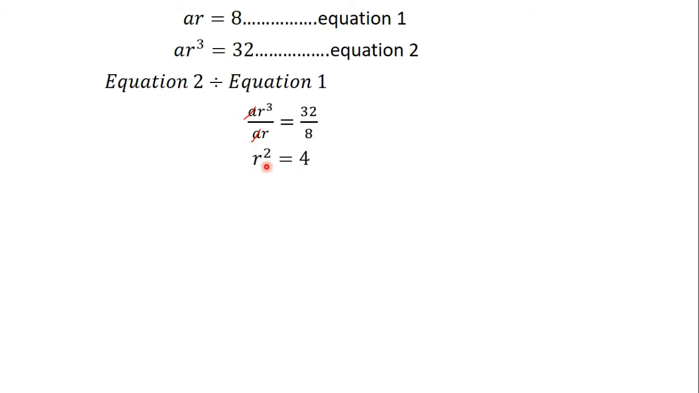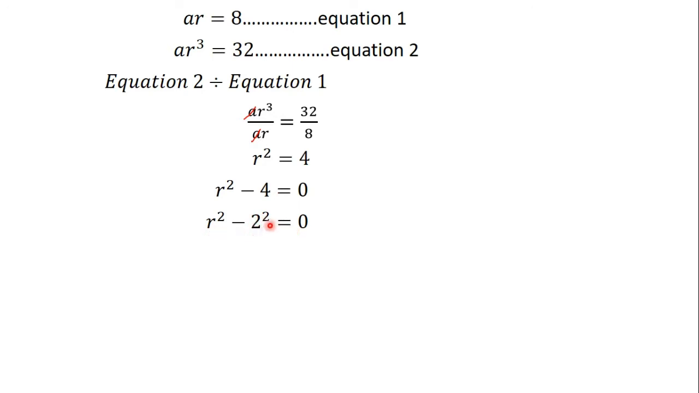So we have r squared, or r exponent 2, is equal to 4. We can rearrange this as r exponent 2 minus 4 is equal to 0. 4 can be expressed in index form as 2 exponent 2. So we have r squared minus 2 exponent 2 is equal to 0.